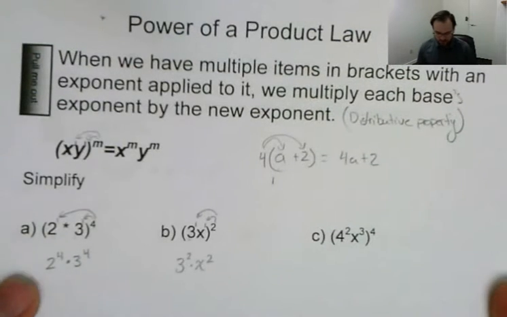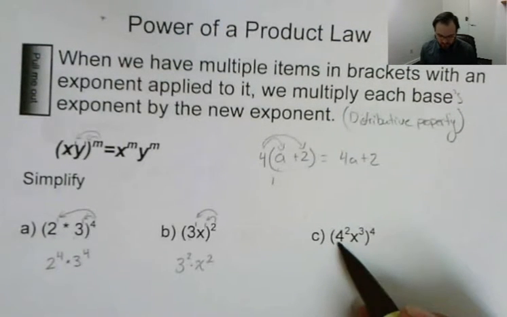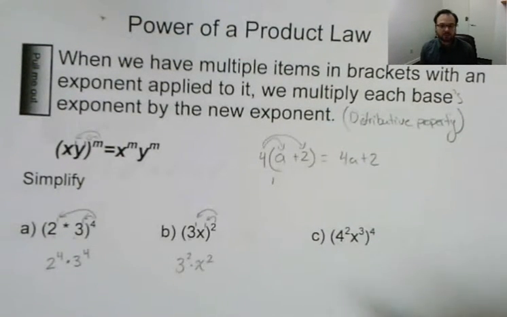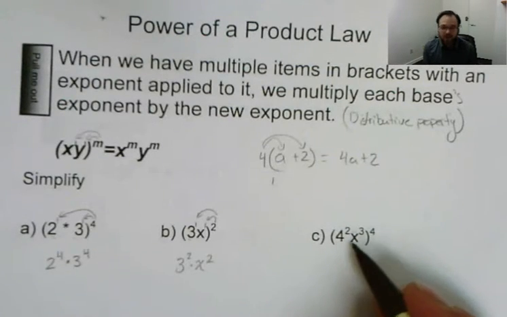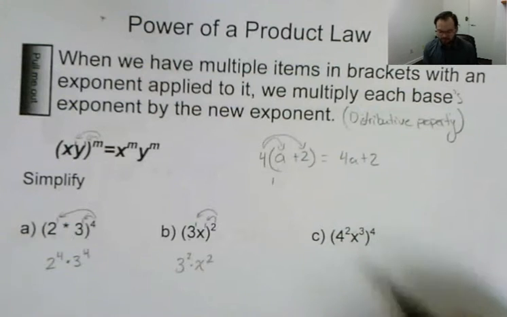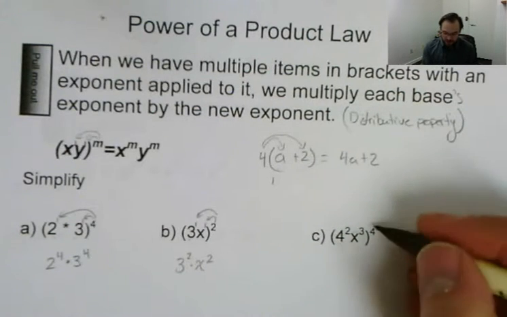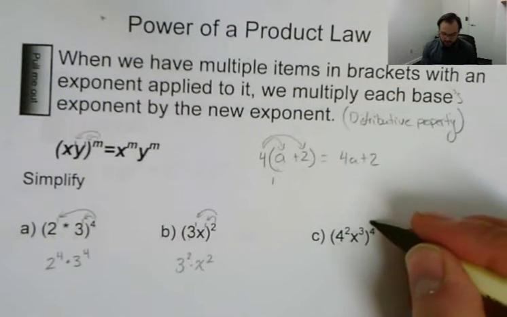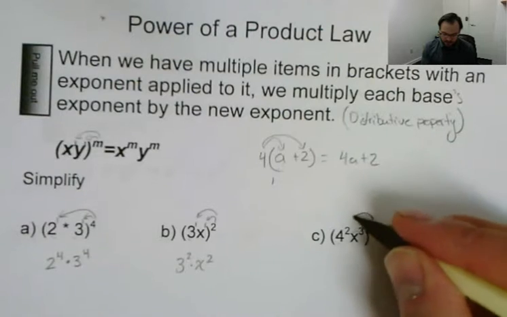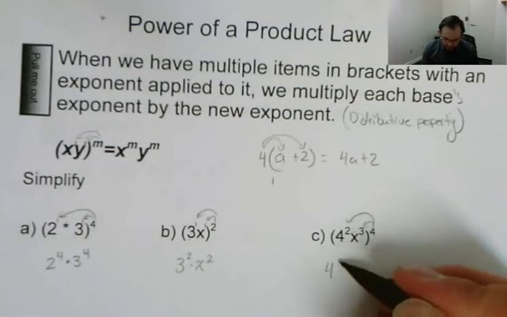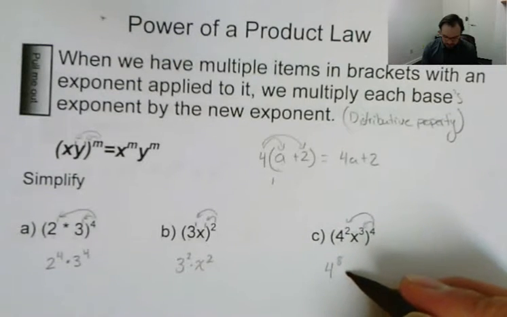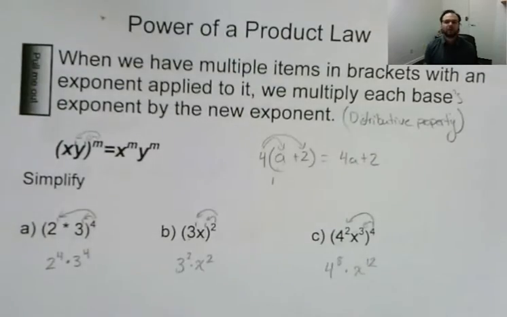Let's look at my last one here. We have 4 squared and x cubed. Well, we cannot add these exponents together because we have different bases. So we can't simplify what's in the brackets. So now we must use our distributive property and multiply this 4 into both exponents. So I'm going to end up getting 4 to the power of 8 multiplied by x to the power of 12 as an answer. Okay?